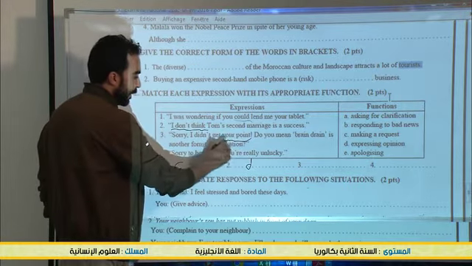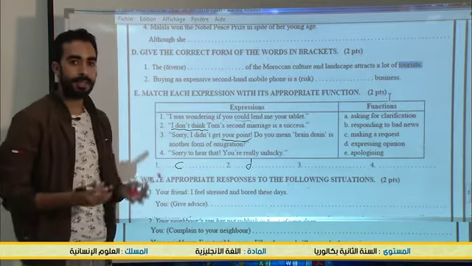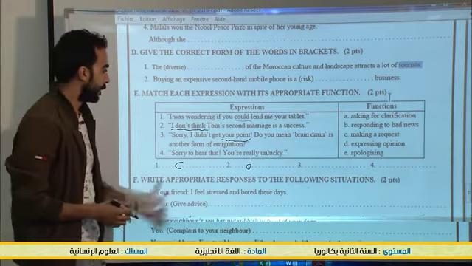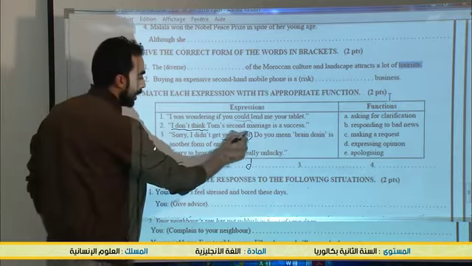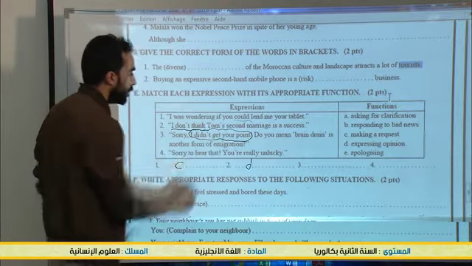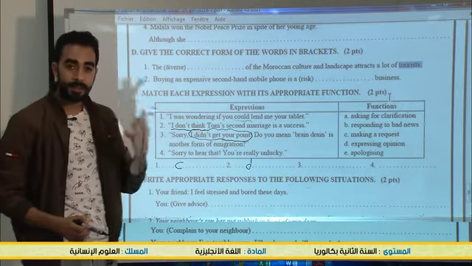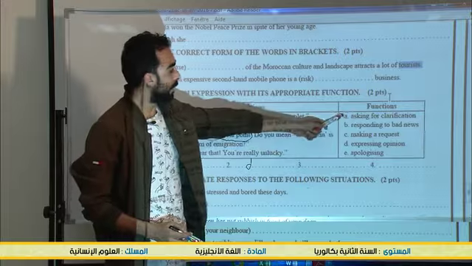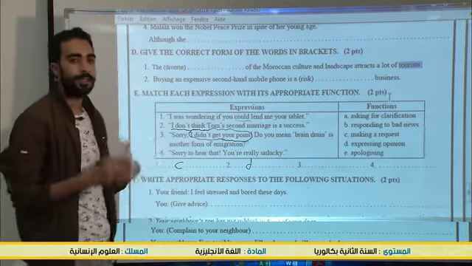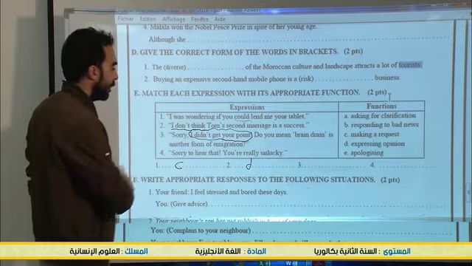So here, point means what do you mean exactly with your sentence. So, sorry, I didn't get your point. This is the key word. We use this expression to express lack of understanding. I don't understand you. So here I ask for clarification because I don't understand. It is A.